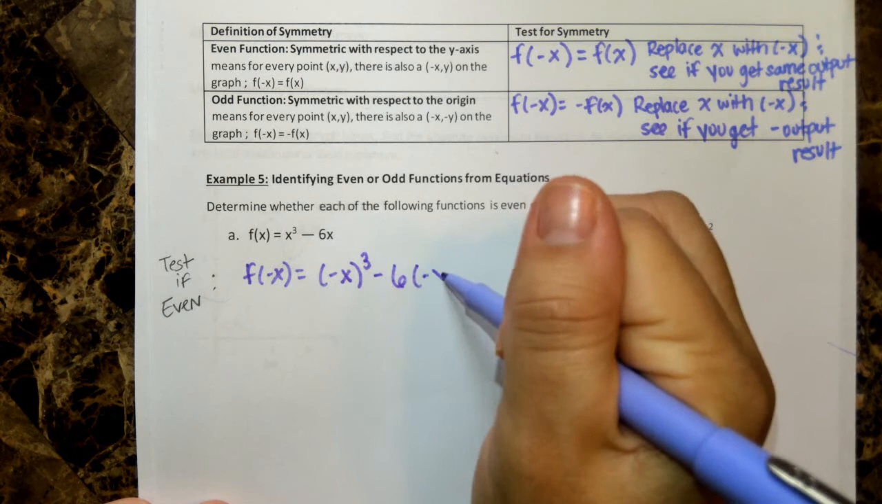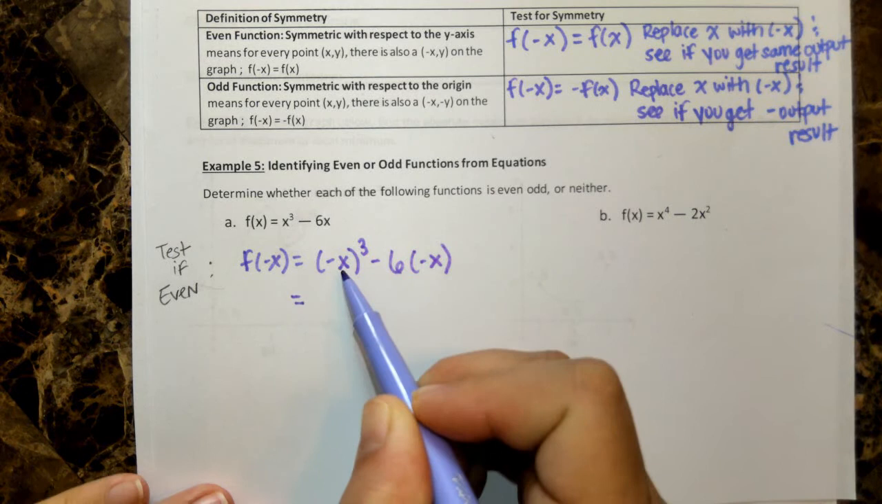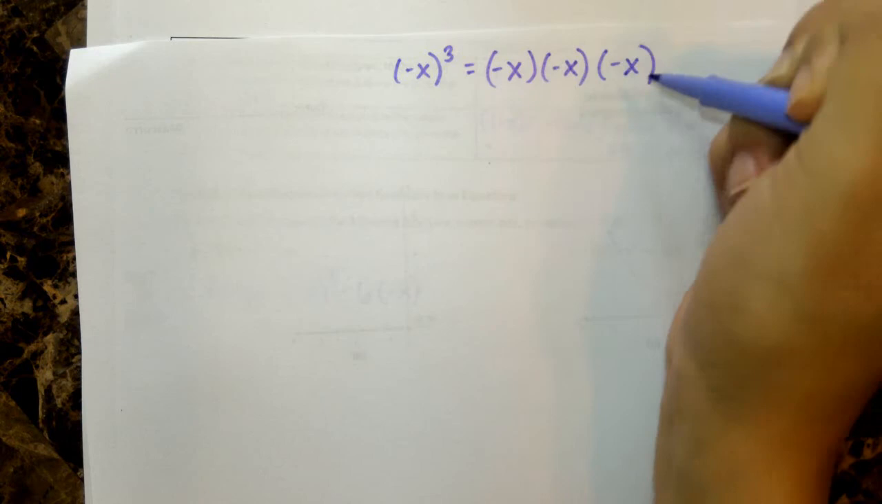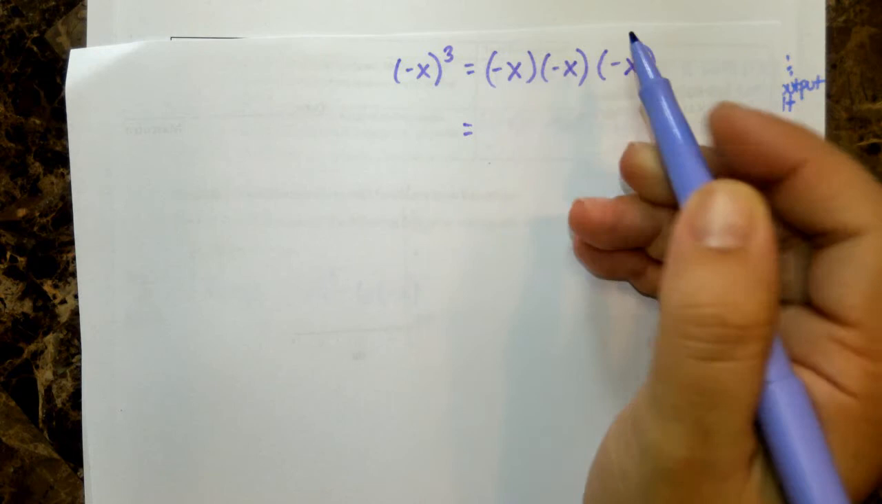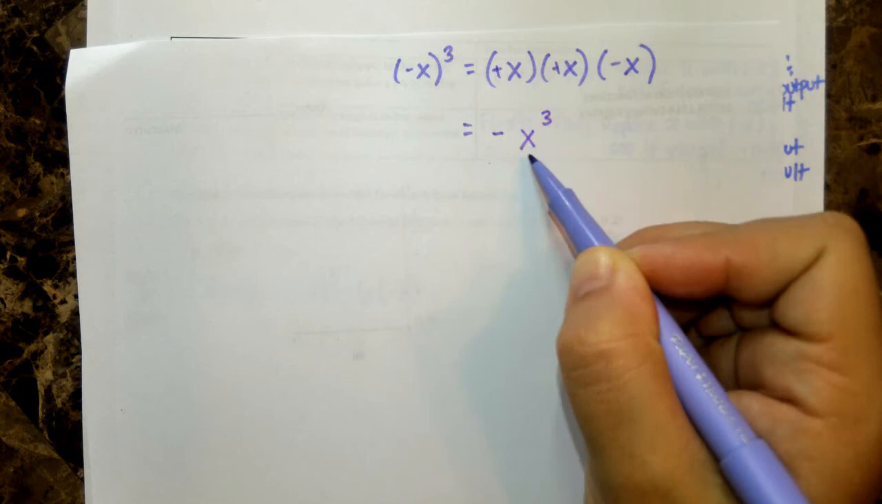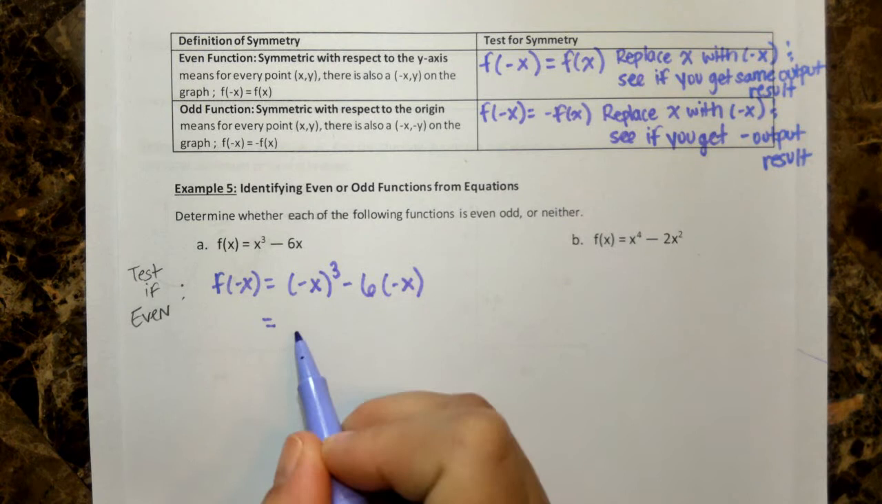Okay. And now I'm just going to simplify this. Negative x to the third power. What is negative x to the third power? Well, off to the side, let me work that out. Negative x to the third power is just negative x times negative x times negative x, which I know two negatives make a positive, so this negative and this negative will make a positive. And then we still have one negative left over. A positive times a negative is a negative. So this would just equal negative x to the third power. Okay. So back to our problem. This simplifies to negative x to the third power.